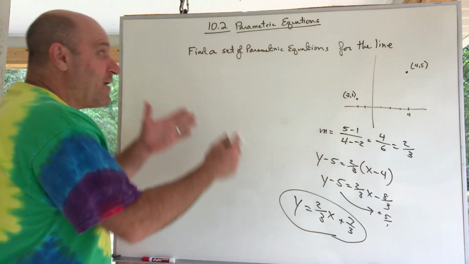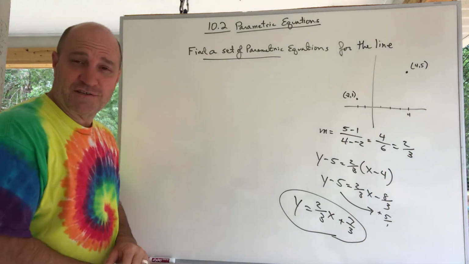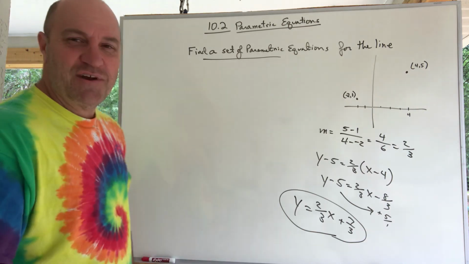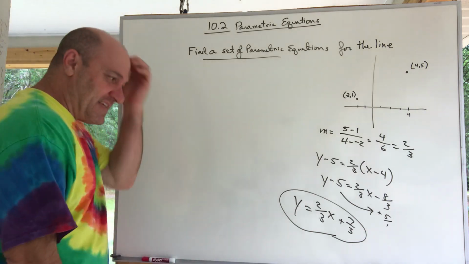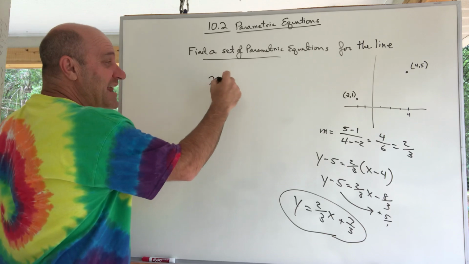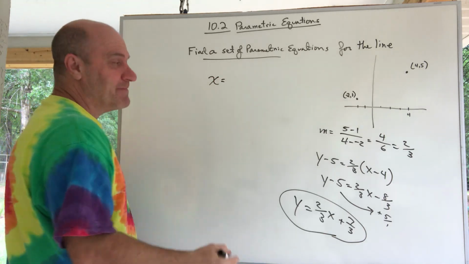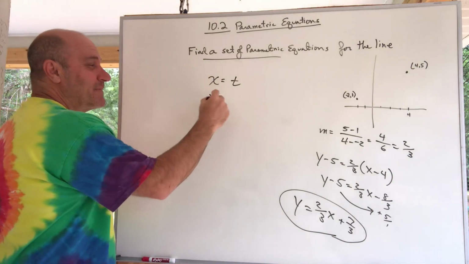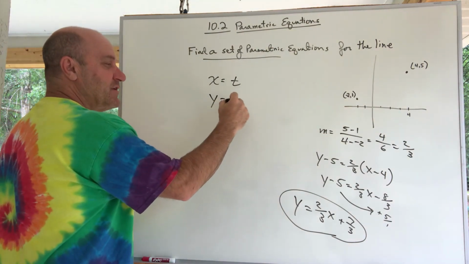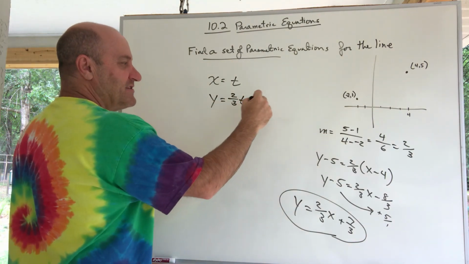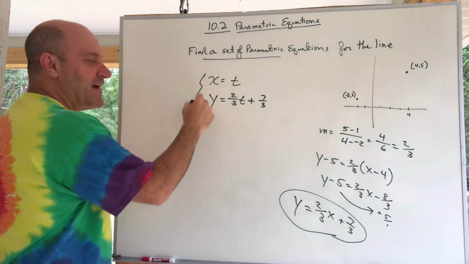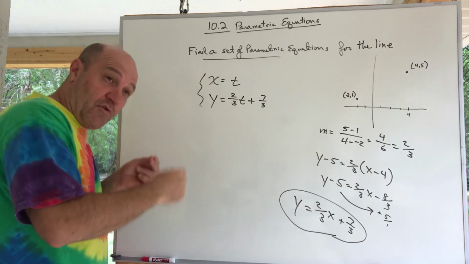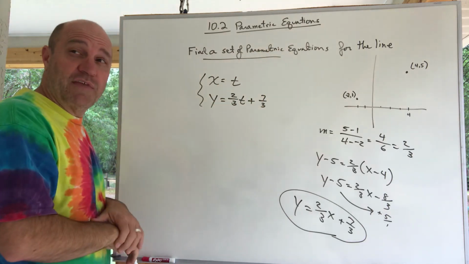Now, how do I get a set of parametric equations for this? The truth is, if there are no real restrictions or anything weird, it's super easy. All you have to do is let x be t. And if x is t, what's y? y is 2/3 t plus 7/3. And you found a set of parametric equations for a little particle traveling on this line, if you want to think of it like that.